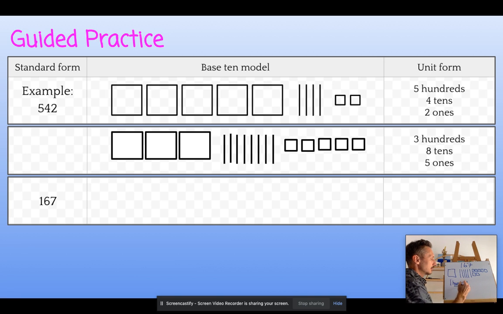Okay, if we sound it out, 100. Then I had 6 tens, and I had 7 ones. I can fit it in there. Okay, all right. So we had our standard form. Remember, that's the number. We had our base 10 model, and we have our unit form.